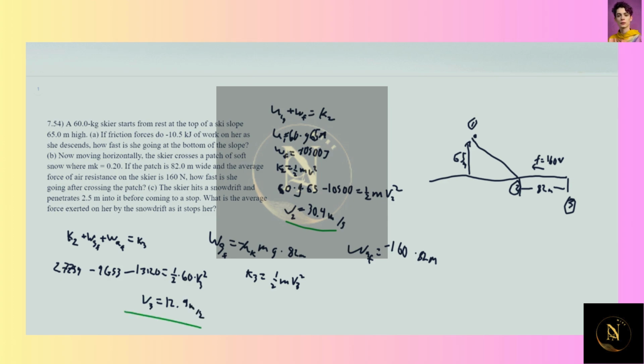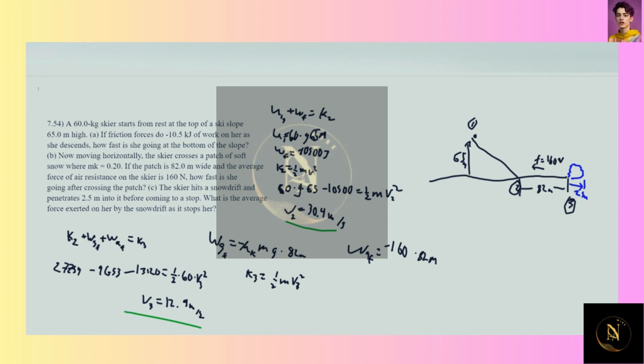And that's part B. Okay, now part C is the skier hits a snowdrift. So I'll make a snowdrift, and they penetrate 2.5 meters into it before coming to a stop. So that's 2.5 meters. What is the average force exerted on her by the snowdrift as it stops her?